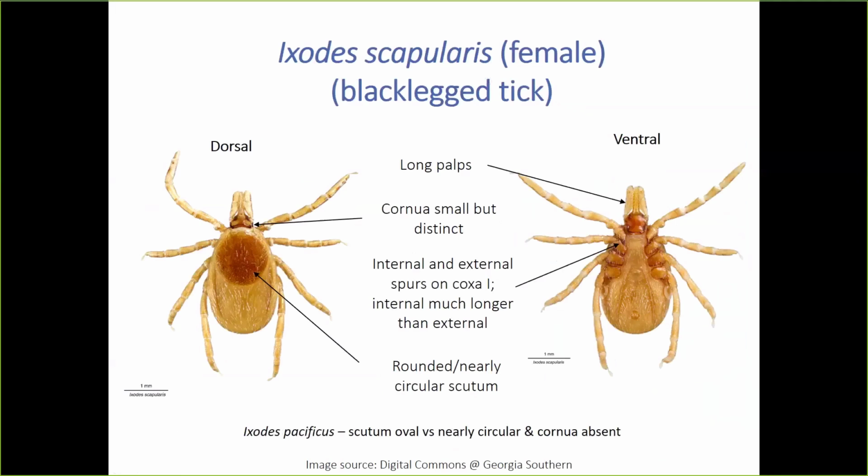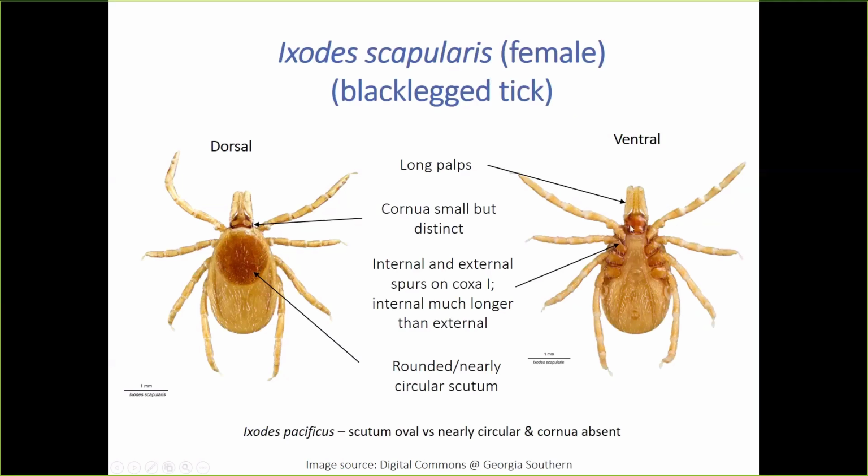And the first one, and it's my favorite tick of all time here, is the black-legged tick, Ixodes scapularis. And the diagnostic features for me, first I go and I look, okay, do I see an anal groove anterior to the anus? Absolutely. I look at the shape of the scutum here. This is rounded or nearly circular.